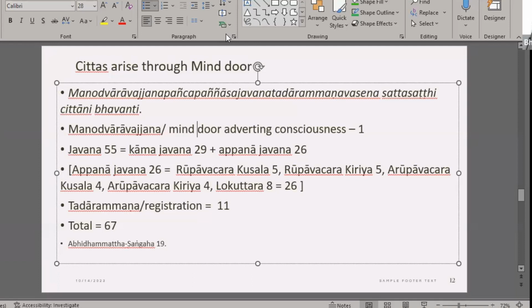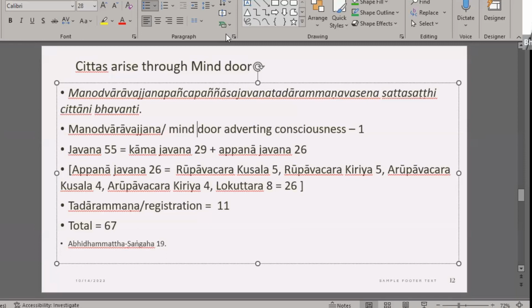How many altogether Appana Javanas? Rupavachara Kusala 5, Rupavachara Kriya 5, Arupavachara Kusala 4, Arupavachara Kriya 4, Lokuttara 8. Altogether 5 plus 5 is 10, then 4, 4, 8 is 16. 10 plus 16, 26. Similarly, Tadaramana or registration consciousness, how many? 11. Here we don't want to separate because we didn't find registration previously. Therefore, we can add 11 altogether.